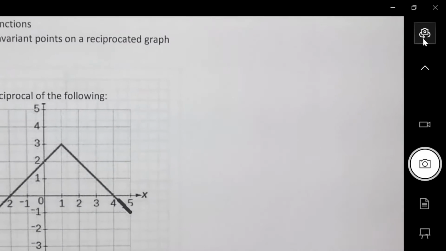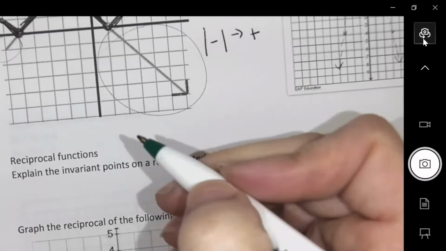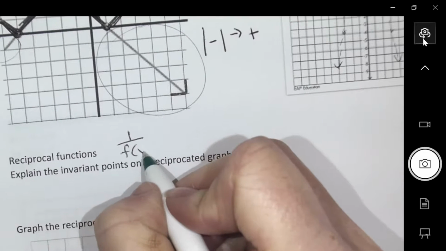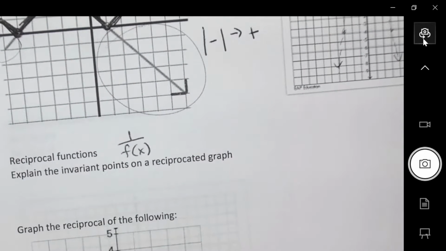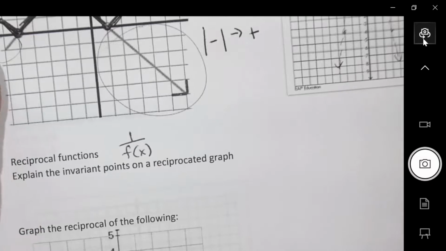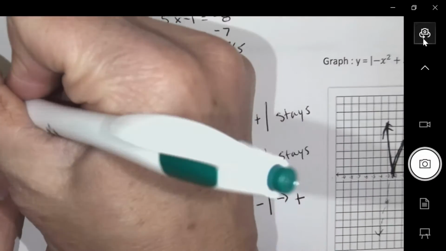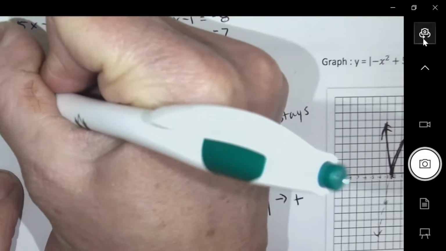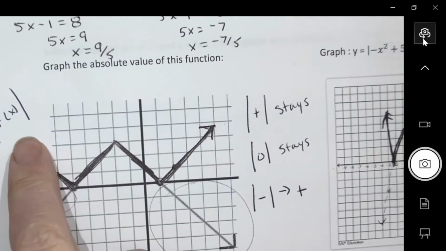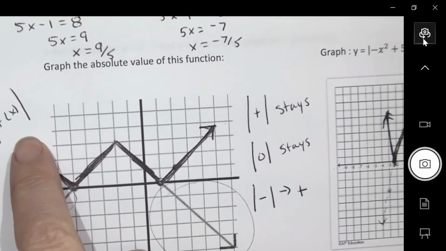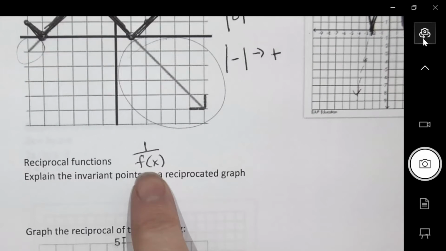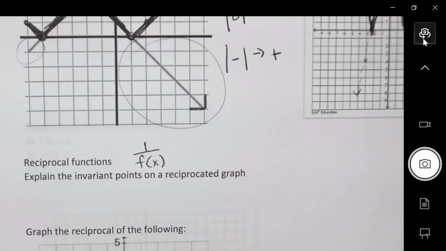Reciprocal functions. So this one looks like this notation. I should remind you on this, you might see this means the absolute value of a function. This means the reciprocal of a function.